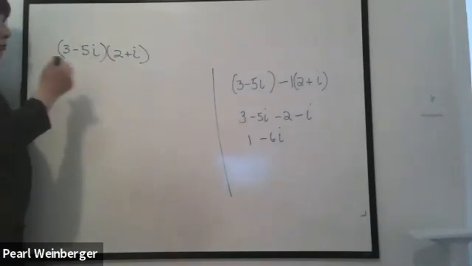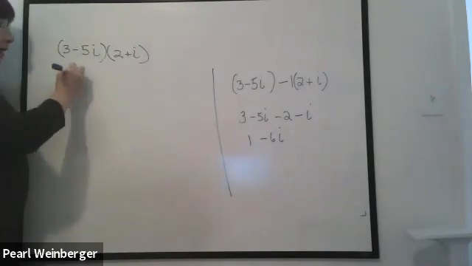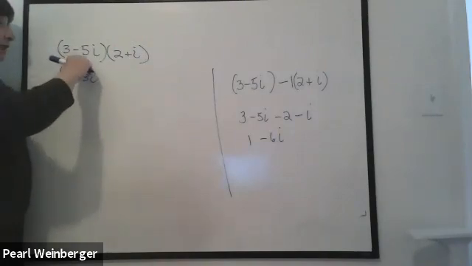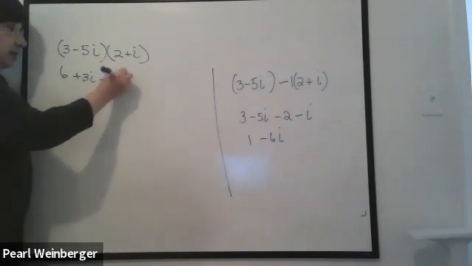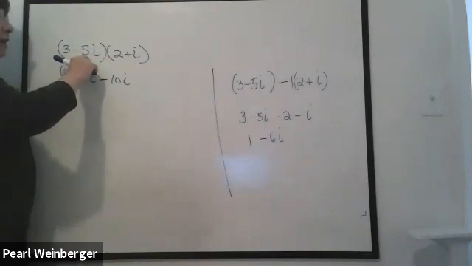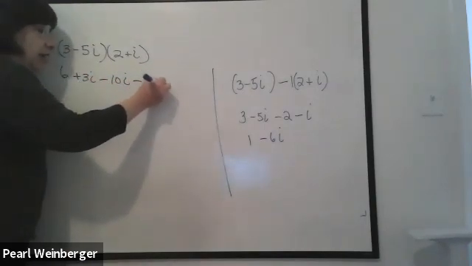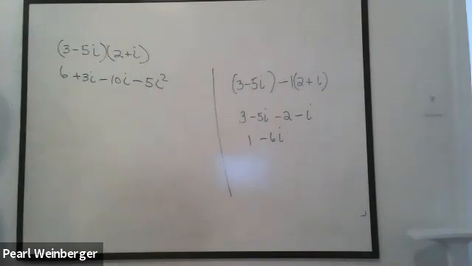3 times 2 is 6. Outer is 3 times i, which is 3i. Inner is -5i times 2, which is -10i. And finally, -5i times i gives me -5i squared. Don't forget, i times i gives us i squared.